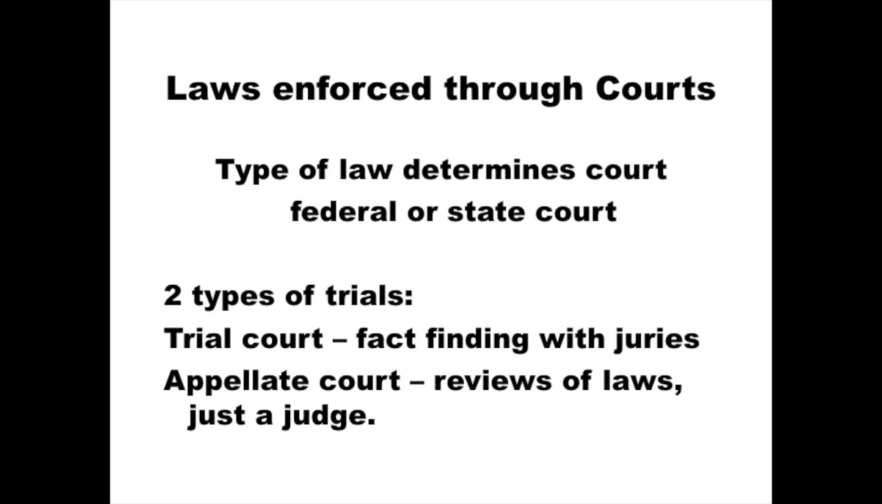There are also 2 types of trials that might exist. The trial court, that's the first time you go to court, and you'll find that most of these cases that we look at, it's not the last time they go to court. But the trial court is fact-finding. They've got juries. It lasts a lot longer. The appellate court, they're just looking at the law. So there's no fact-finding in this. It's just a judge. And so the appeal process is supposed to be quicker.